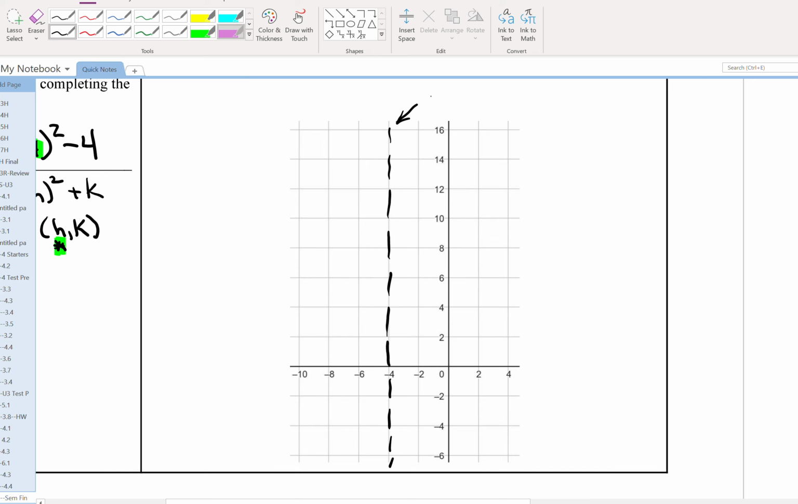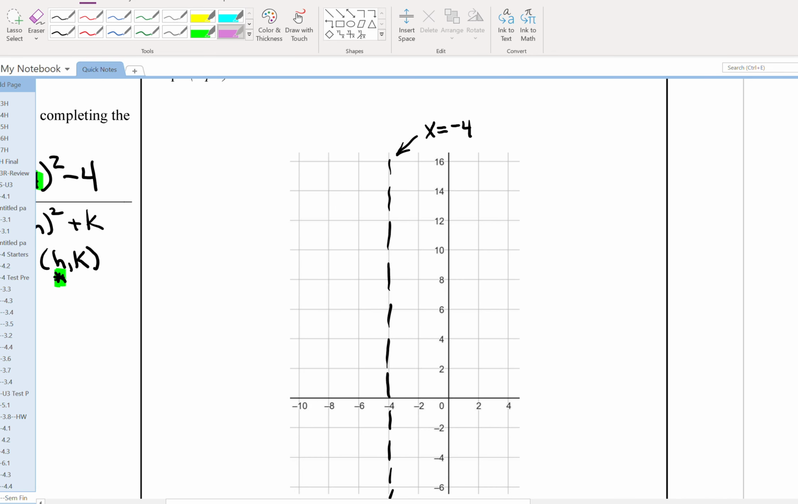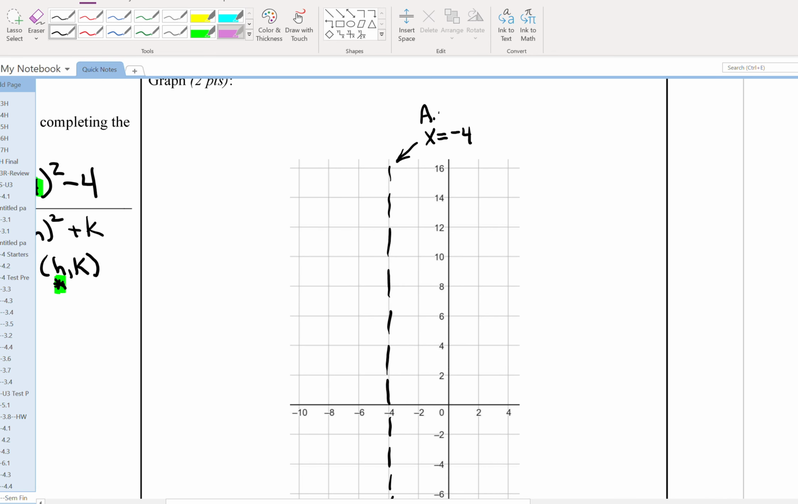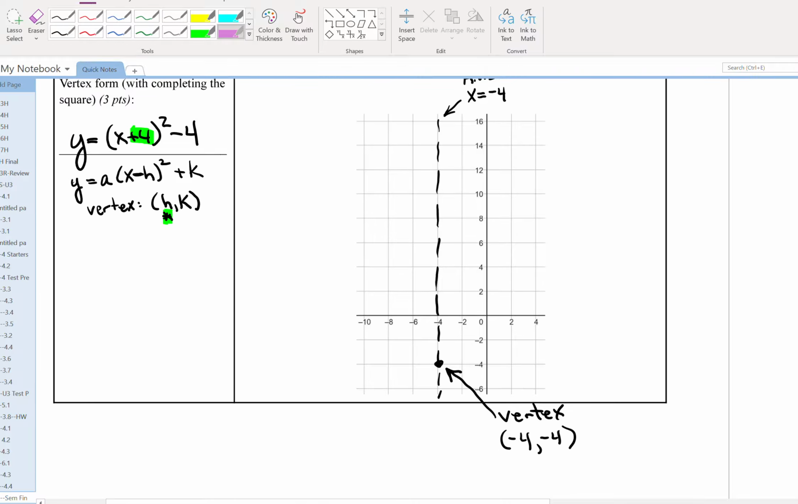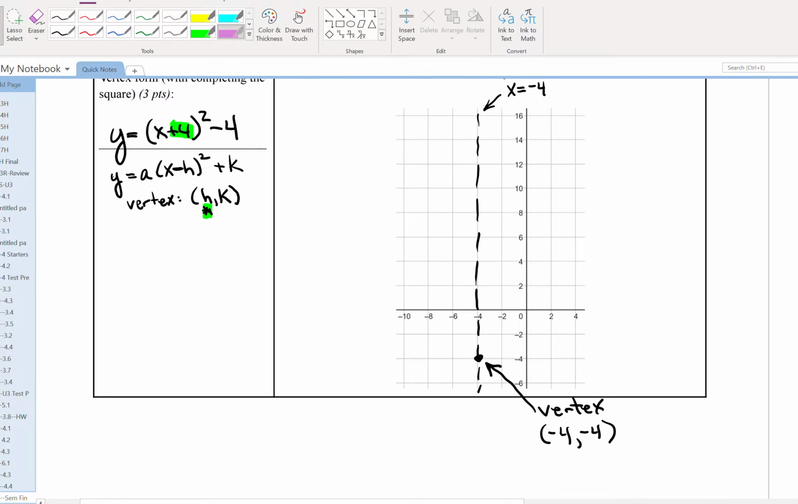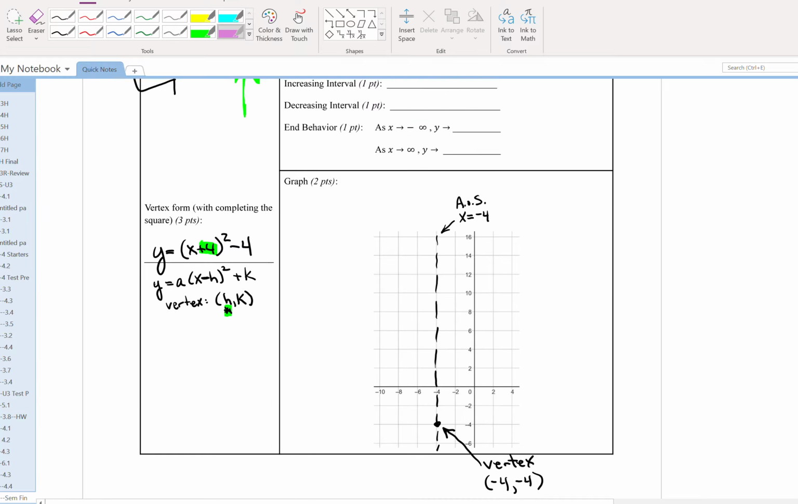And that axis of symmetry, x equals negative 4, is my axis of symmetry. And then the vertex, my vertex is the point negative 4 comma negative 4. And let's see, I know this opens up.